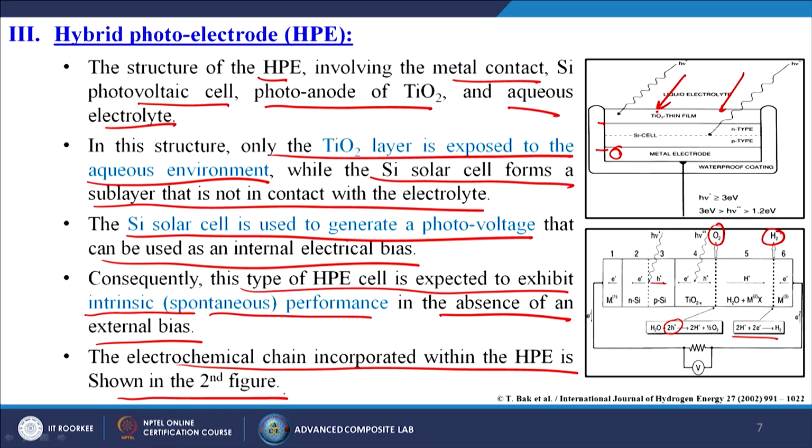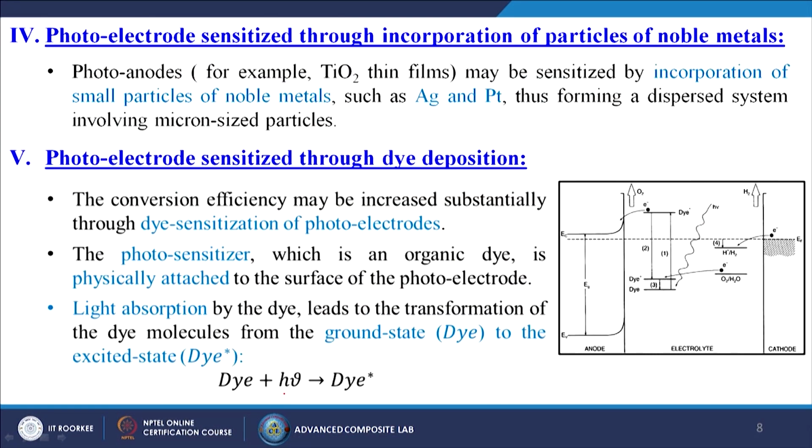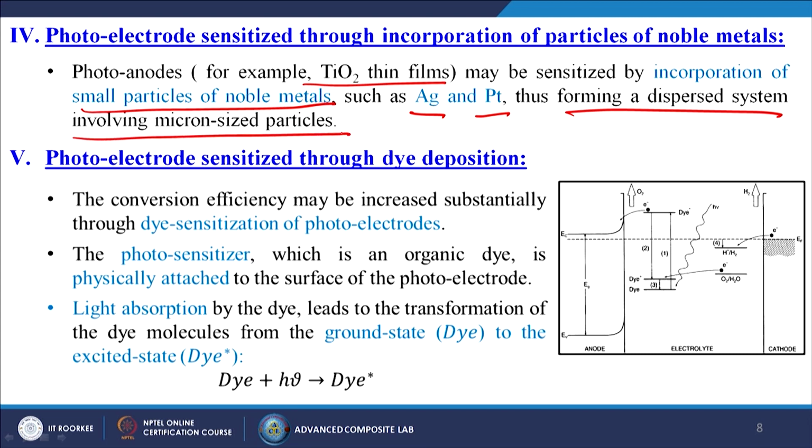So, the electrochemical chain incorporated with the HPE is shown in the second figure itself. Next, the fourth one is called the photoelectrode sensitized through incorporation of particles of noble metals. Photoanodes, for example titanium dioxide thin films, may be sensitized by incorporation of small particles of noble metals such as silver or platinum, or sometimes both, thus forming a dispersed system involving micron sized particles. Now nanotechnology has come into the picture. So, people are trying to incorporate nano level fillers into the system so that we can get better efficiency from it.